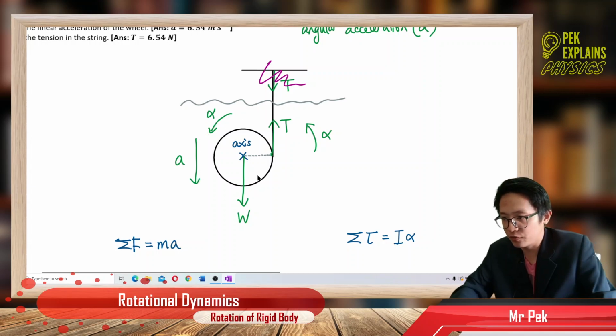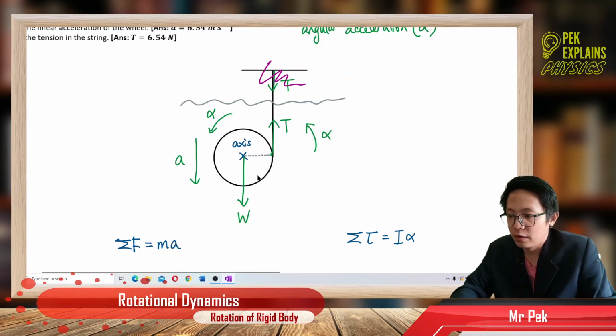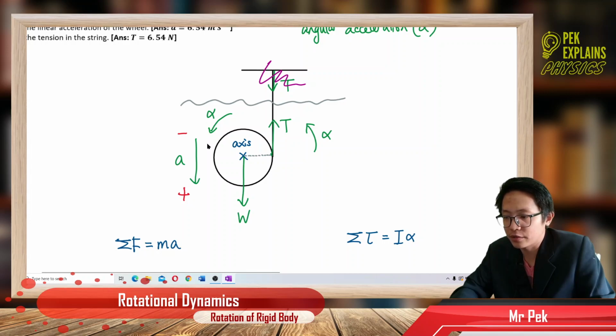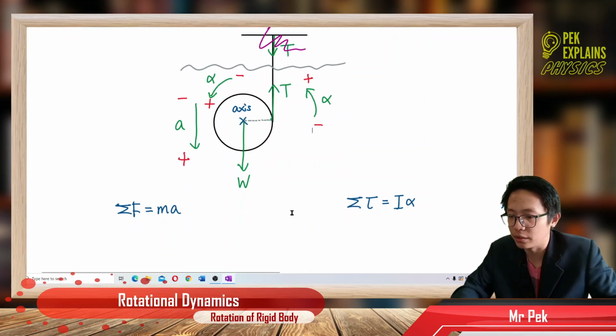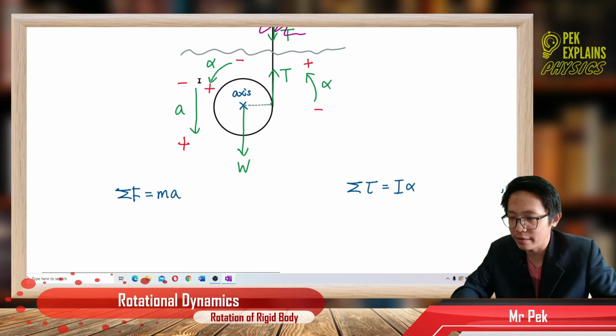All right. Don't forget you need to put the sign. Follow the acceleration positive, opposite acceleration negative. For angular acceleration also the same. Follow angular acceleration positive, opposite angular acceleration negative. Now we have two equations: one with the linear acceleration, and one with the angular acceleration.